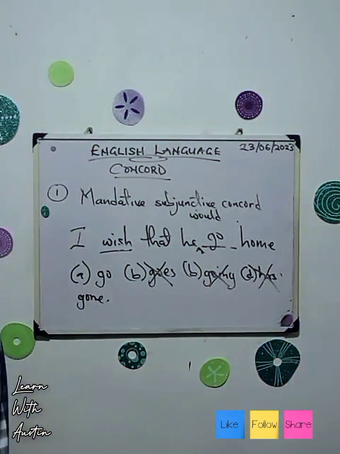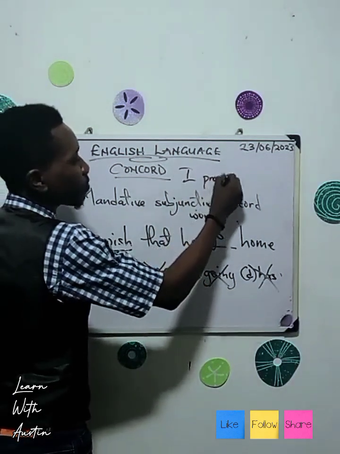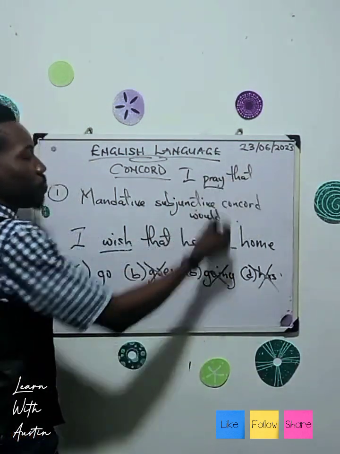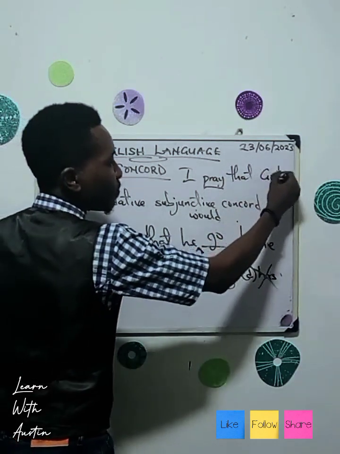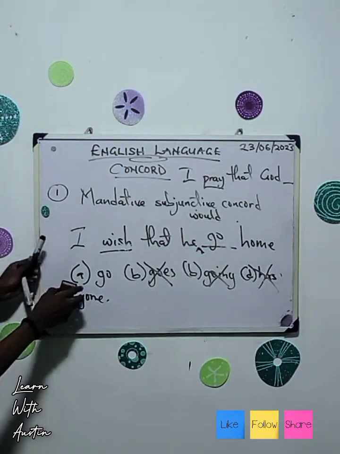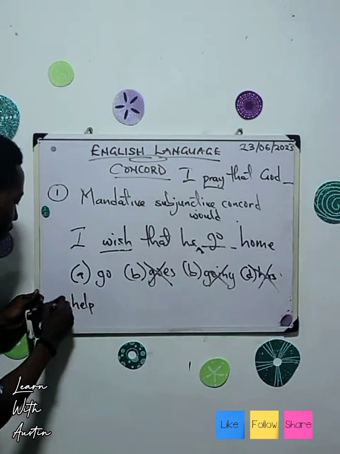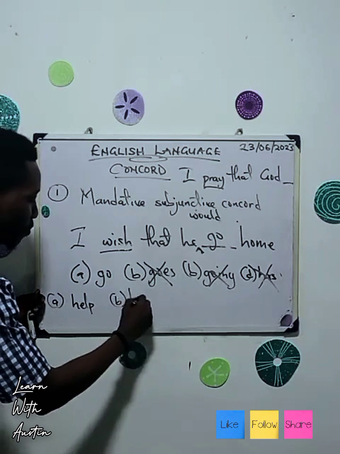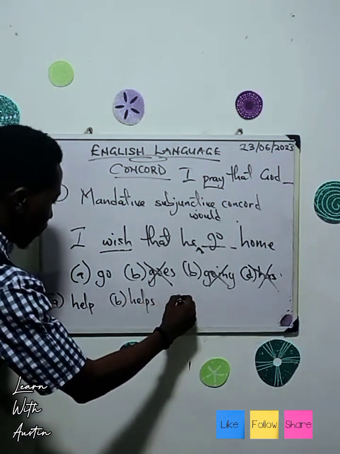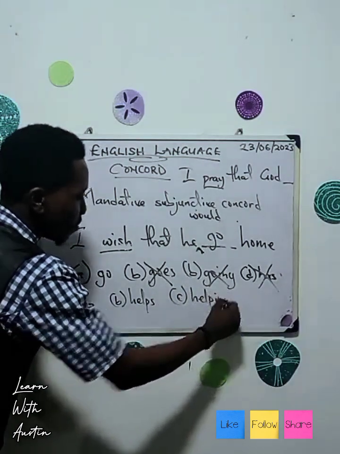Let me give us another example. Okay, look at this one. I pray. Now we have the word pray. I pray that God dash. The options we have are A, B, helps, C, D.